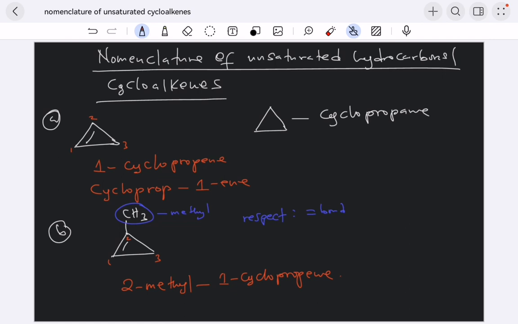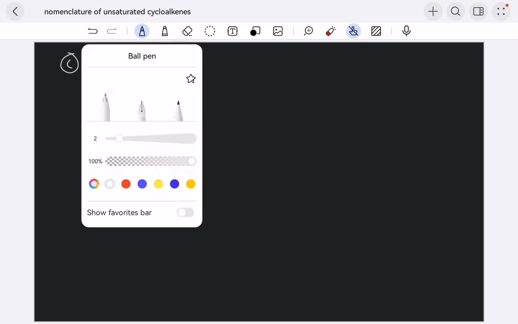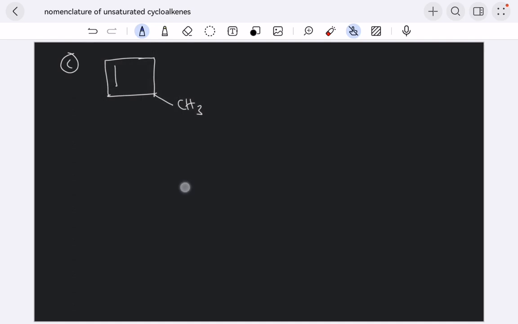Let's look at more examples. Example C. Imagine a situation where we have something like this. So there's a double bond here, then we have the CH3. So how do we start counting? So here we give respect to a double bond. So there are two options here. We can say 1, 2, 3, 4.